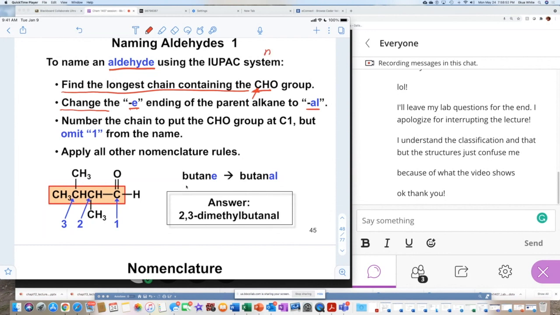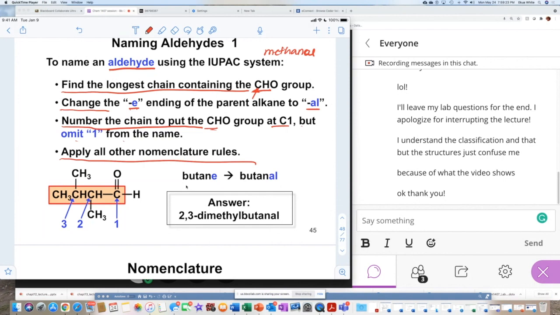So like methane will be changed from methane to methanal. Number the chain to put the carbonyl from the aldehyde group at carbon 1, but omit 1 from the name. And then, like I said, with chemists, we're tired by now, so apply all the other nomenclature rules. You get it, right? Just apply it. We're not even typing it out, just apply it.